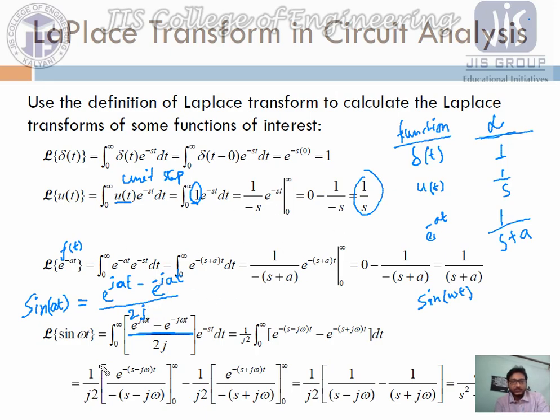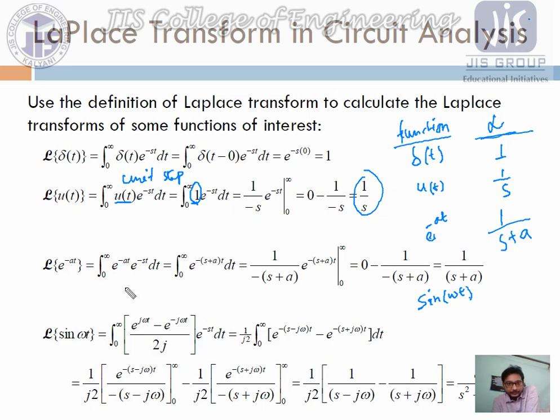This function is written here, and we have taken 1 by j2 as common, because the function is e to the power minus st dt. As there is no more t term, we take 1 by j2 common, and take the integral from 0 to infinity of e to the power j omega t minus e to the power minus j omega t, multiplied with e to the power minus st. If we write down this function, it comes out in a similar way.